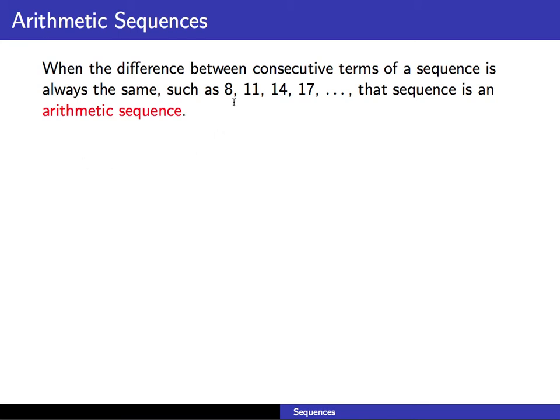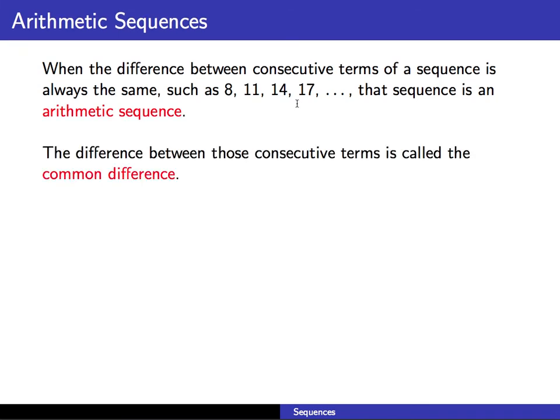So for this sequence, if we look at the difference here, 11 minus 8 is 3, 14 minus 11 is 3, 17 minus 14 is 3. So we just keep adding 3 to get from one term to the next. Then that sequence is called an arithmetic sequence.